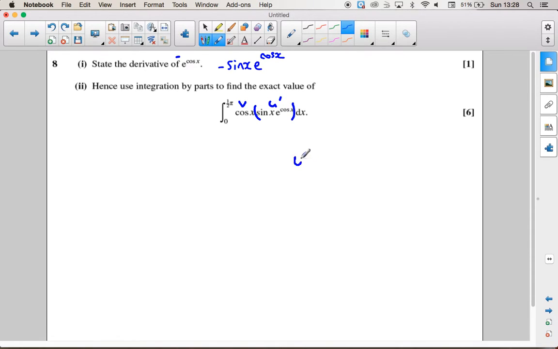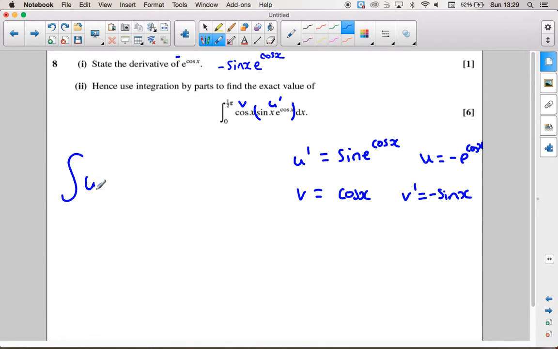So let's go ahead and work out each part so that we can use our integration by parts. As I've just said, this is going to be minus e to the cos x. And when we differentiate cos, we get minus sine. So how is that going to help?